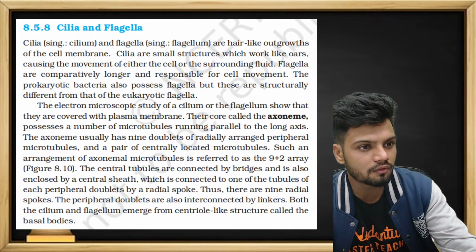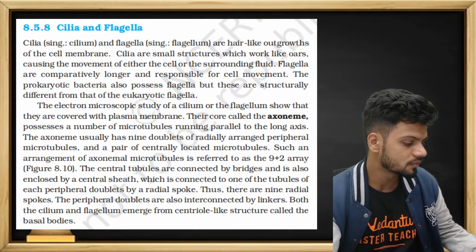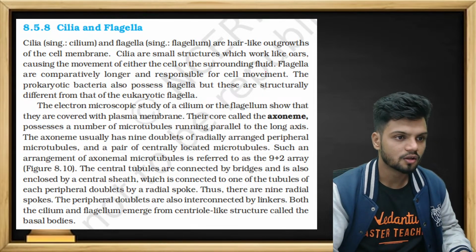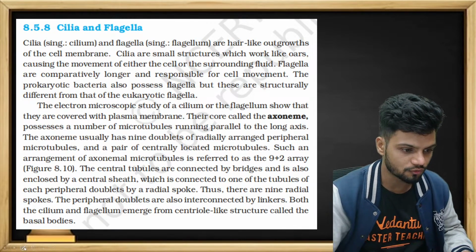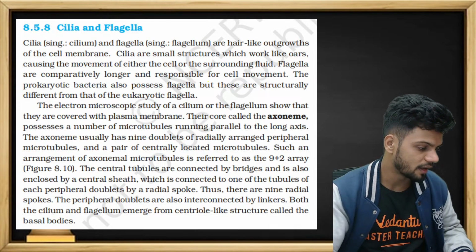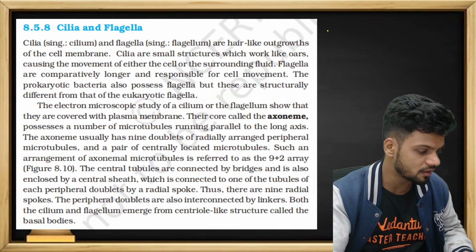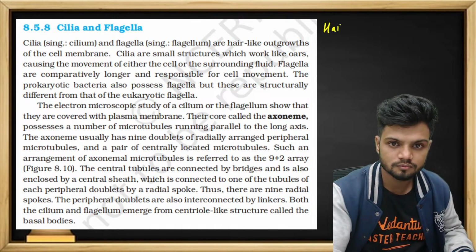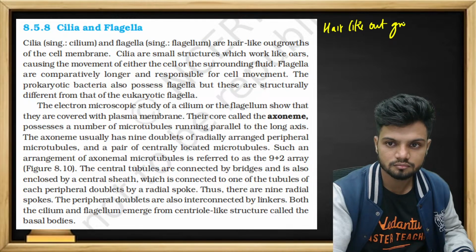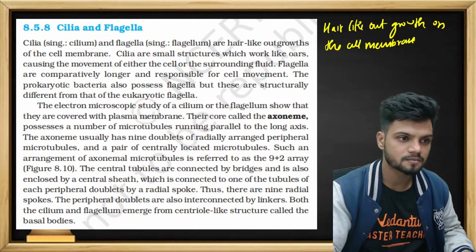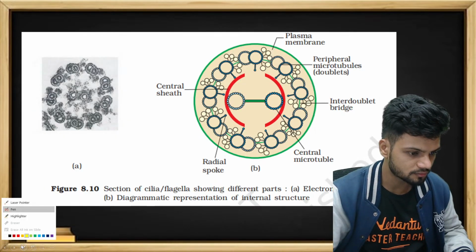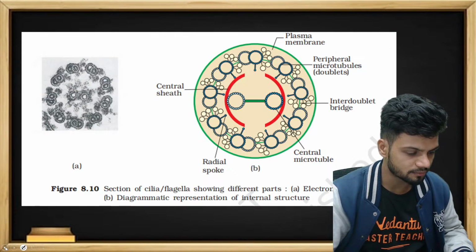Now we come to cilia and flagella. What is cilia and flagella, students? First of all, you know, cilia and flagella are basically hair-like outgrowths on the cell membrane. Let's see what is given here first of all. Then we can come to the diagram.